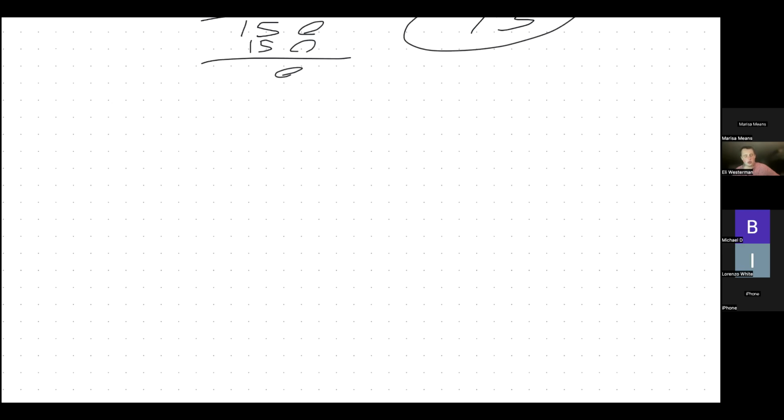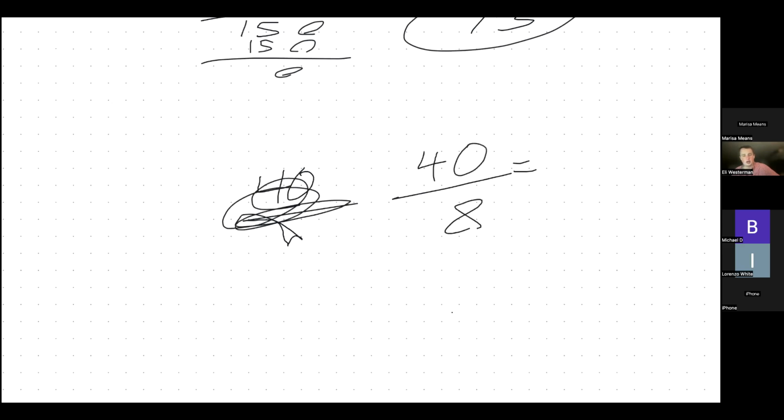Let's do another proportion. I want you all to do this one now. 40 divided by 8 equals X over 24. So work on that problem.